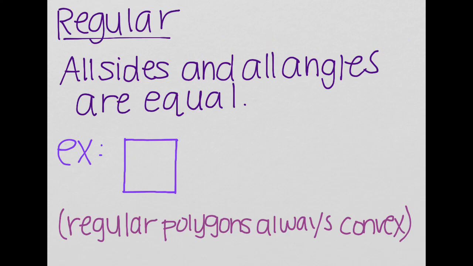Okay. Now let's look at the most important type of polygon, which is the regular polygon. A regular polygon is when all sides and all angles are equal. For example, a square is a regular polygon because all sides are equal and all angles are equal. And by the way, this little dash mark means that all the sides are equal, okay? And a really nice little trick to remember is that a regular polygon is always convex. It never ever caves in.